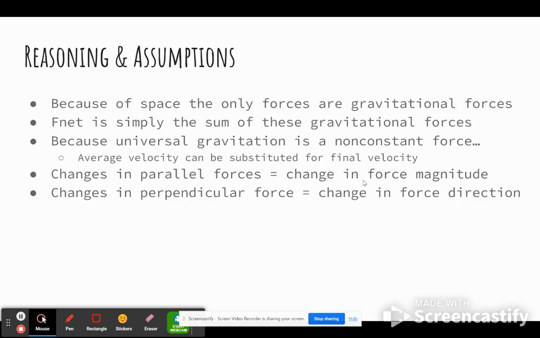Before I get started, I just want to talk about the reasonings and assumptions. Because we're in space, the only forces acting on these objects are going to be the gravitational forces, and F net is then going to simply be the sum of these gravitational forces. Because universal gravitation is a non-constant force, the average velocity can be substituted for final velocity. And as I said, changes in parallel forces is the change in force magnitude, while the change in perpendicular force is the change in force direction.